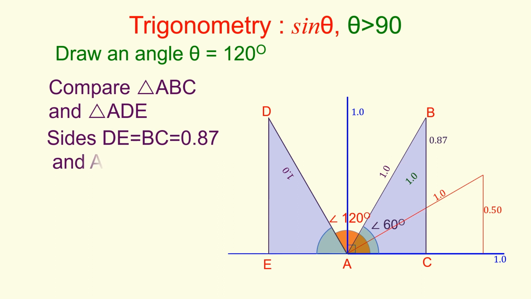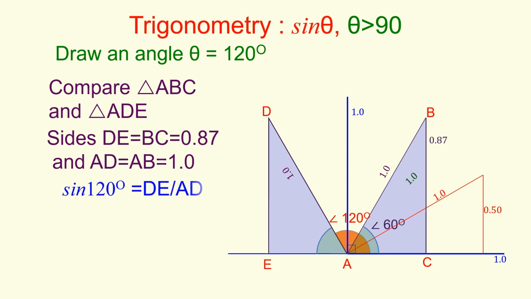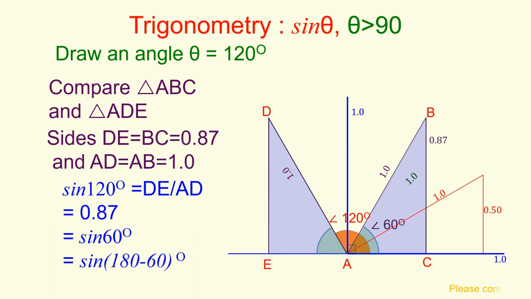Compare triangle ABC and triangle ADE. Sides DE equals BC equals 0.87. And sides AD equals AB equals 1.0. Sine 120 equals DE by AD equals 0.87 equals sine 60 or equals sine 180 minus 60.